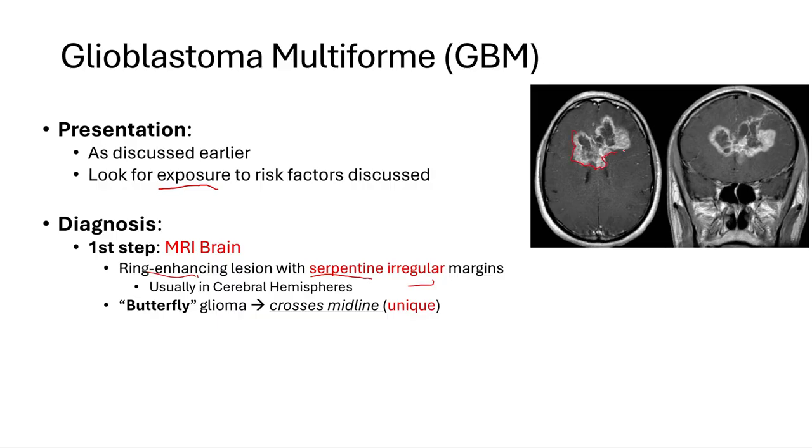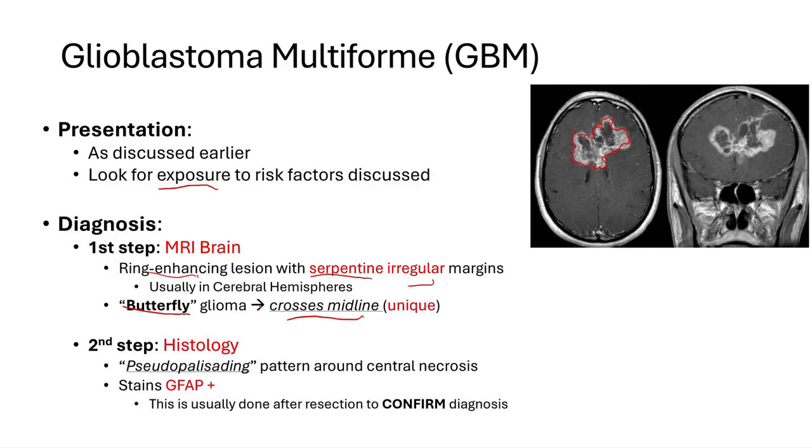It also is typically located in the cerebral hemispheres, but has this butterfly glioma appearance, where if I were to trace this whole thing, the outline should look like a butterfly. More importantly, typically GBM crosses the midline, and this has to do with the invasive principle that we talked about in the prior slide. And this is unique for GBM, as not many other brain tumors do this.